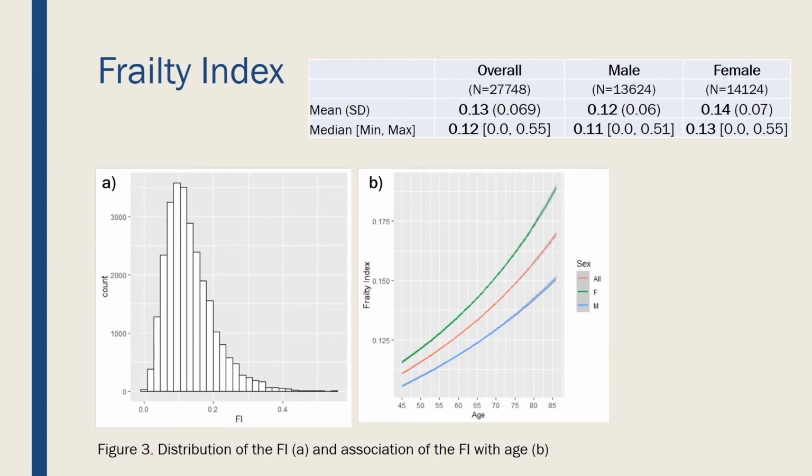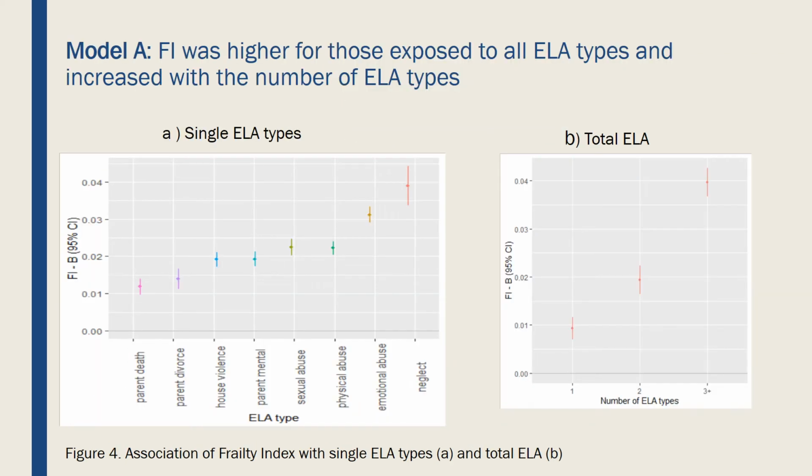Frailty Index, our outcome variable. Distribution of the FI was positively skewed. Frailty Index increased with age, as the graph shows, and it was higher in females than males and increased more rapidly in females. Frailty Index was higher for those exposed to all ELA types, particularly for neglect and emotional abuse. It also increased with the number of ELA types.